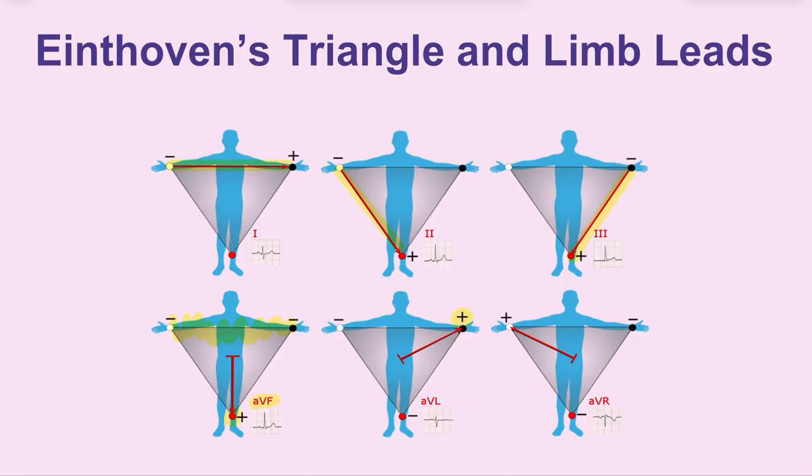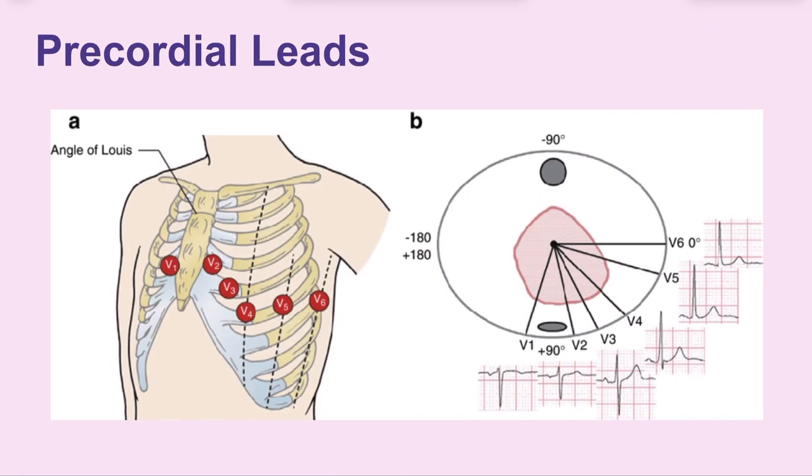We've got the positive over here on the left arm, and then this hybrid signal on the other side. And then AVR on the right arm, and this hybrid signal on the other side. And so that gives us our 6 limb leads: 1, 2, 3, AVF, AVL, and AVR. And then we have our precordial leads. These are V1 through V6.